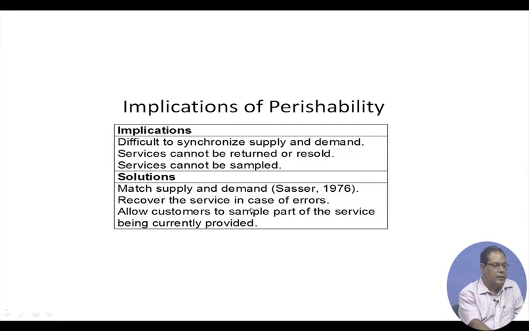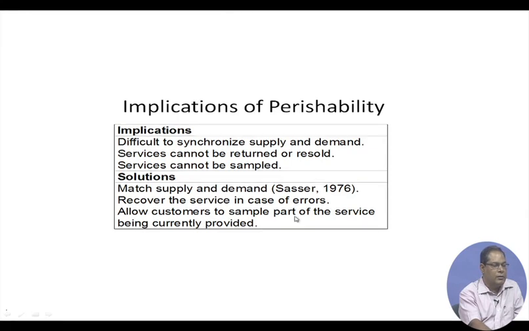Recover the service in case of errors. This is very important, to recover the service in the case of errors, so that the customer goes away at least satisfied or delighted after the recovery takes place. And some authors have also written that if the recovery is done well, then the customer has a very good impression about the service which was recovered.